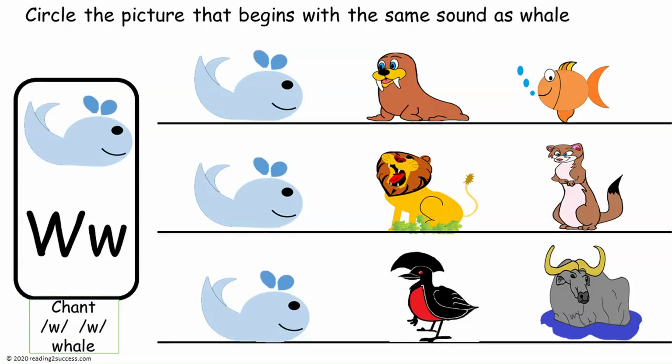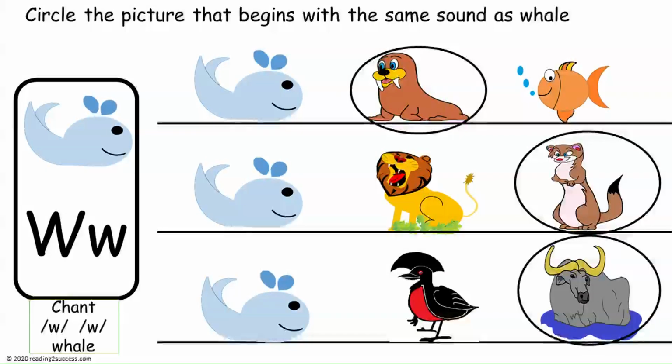In this activity, kids need to circle the picture that begins with the same sound as whale. So review the pictures with them so that they know them correctly. In our first row, we have whale, walrus, and fish. Then in the second row, we have whale, lion, and weasel. And in our third row, we have whale, umbrella bird, and water buffalo. This is a completed example.